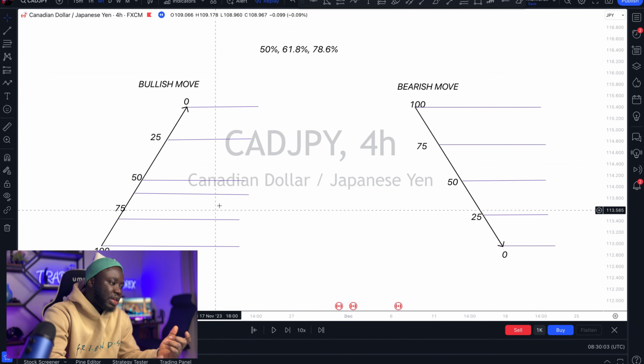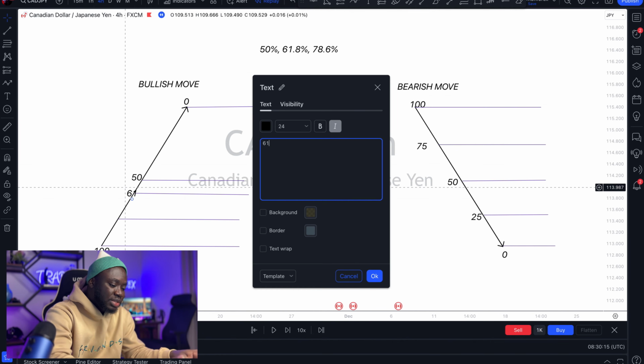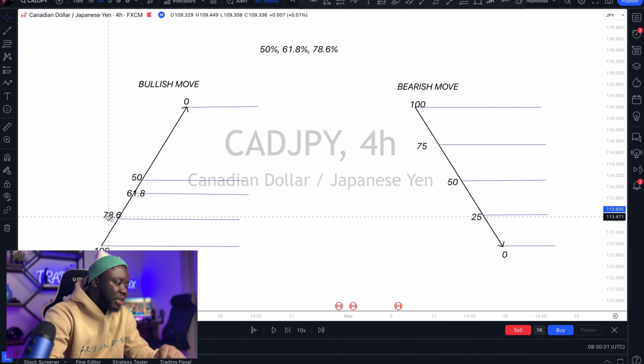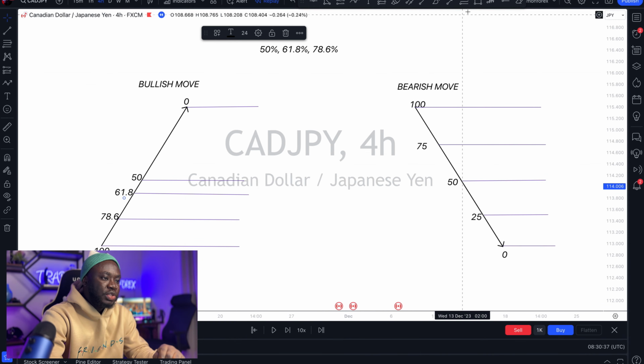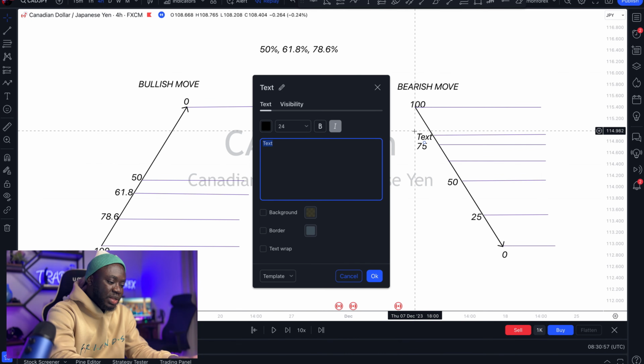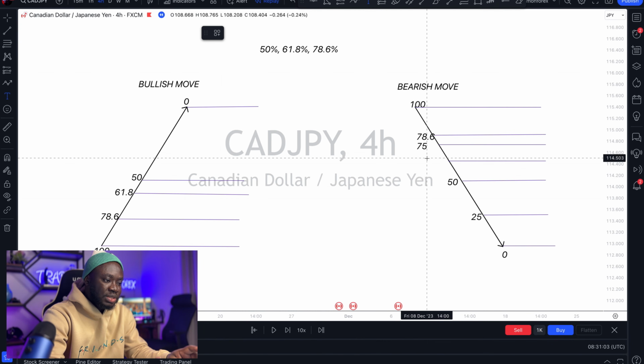Then I just remove the other levels because I don't need them anymore. So the most important levels I have here are these ones. So now I simply identify my 61.8 and then my 78.6. So I have my 61.8% there and then my 78.6% as well here. So these are my main levels. I come to the bearish move, I do the same exact thing for my bearish move as well. So 78.6 here, 61.8 as well here. This is where I know my 78.6% will be. And then this is where I know my 61.8% will be.